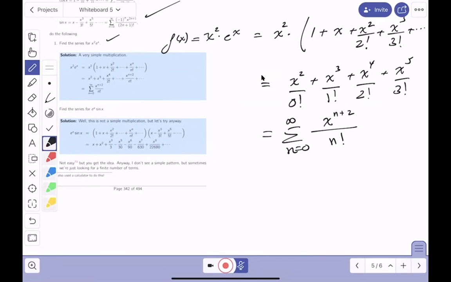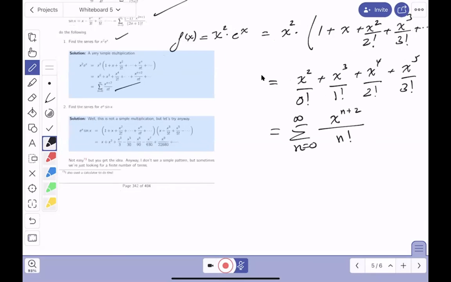Let's just check it because I did say it should be checked. If I put 0 for n, I get 0, 1, 2, 3 on the bottom. And if I put 0 for n on top, what do I get? 2, 3, 4, 5. So this is true. All right, that's good. Let's do the next one.